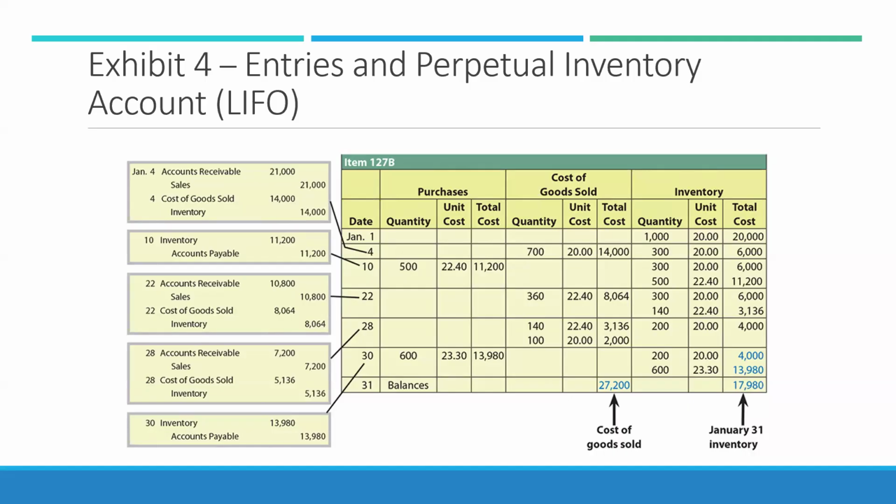For LIFO, the initial sale is the same, right? So we have our $20 inventory on the first, then on the fourth, we sell 700, and 300 is remaining. It's still the $20. Now we purchase another 500 of inventory. And then on the 22nd, this looks like the LIFO's. This looks like the FIFO's image.